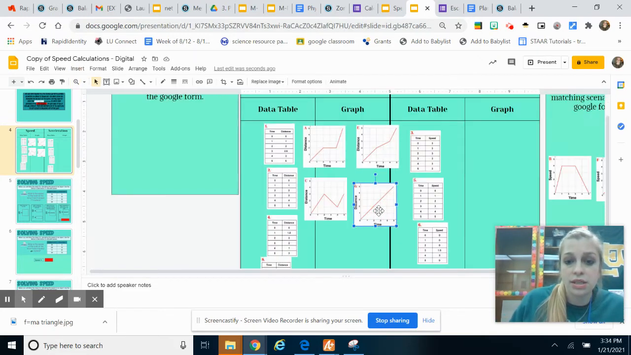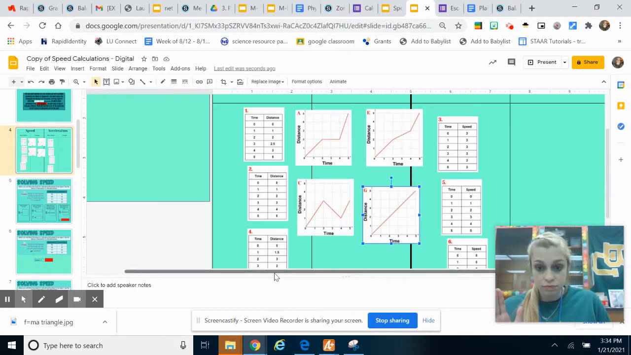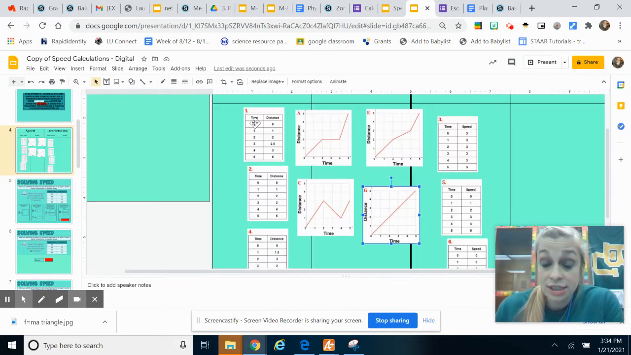All right, now let's zoom in. Okay, can we zoom in more? That was weak. All right, so these are distance time tables, distance time graphs. I'm going to match each graph to the correct table. Let's do a few together. This table says 0, 0. All right, they all start off at 0, 0. Then it says 1, 1.